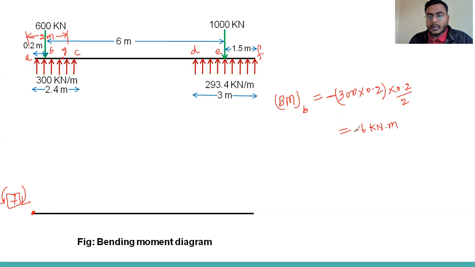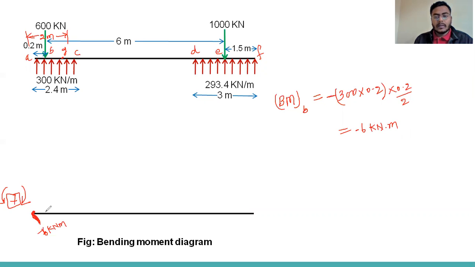And this will be not linear. So we can check also the curvature. So we can write minus 6 kilonewton meter.